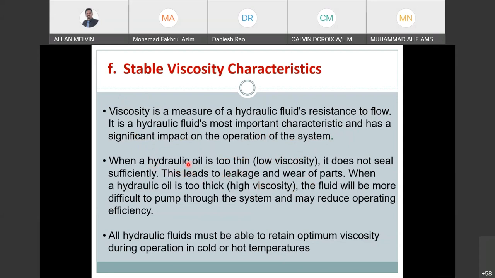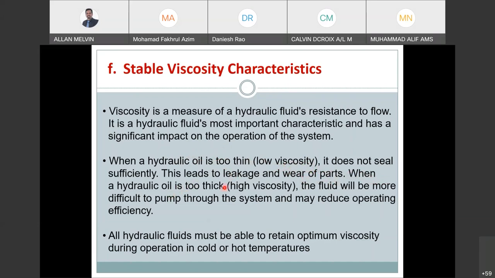Okay, so if your hydraulic oil is too thin or having a low viscosity, it will not hold the friction or the surface properly. So after some time, it can cause leakage, or it will cause wear or tear in the parts. Okay, so imagine if for this condition, imagine instead of hydraulic oil, you are using water in the system. It will cause leakage and it will not produce any oil or lubricating facility for your system. Okay, so that's when the oil is having a low viscosity.